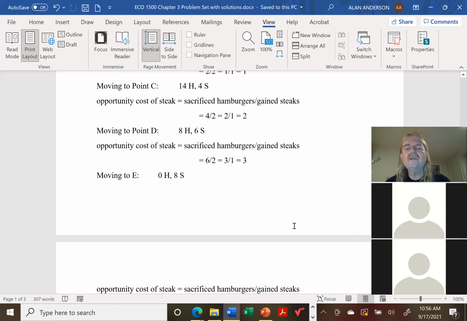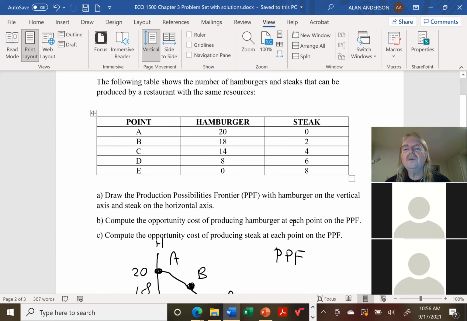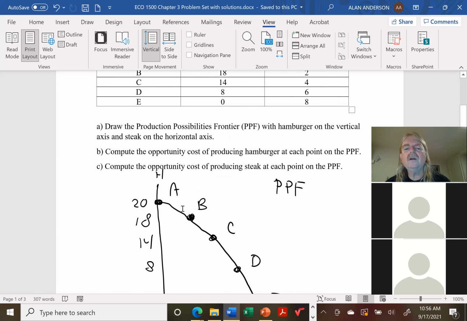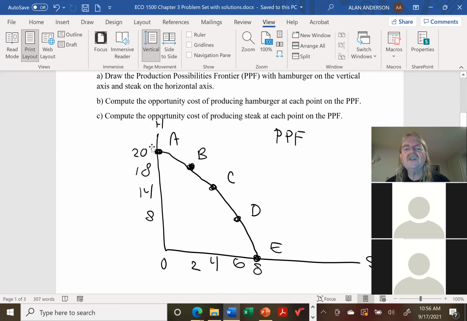Now, if we had a straight line, though, then the opportunity cost would always be the same, no matter where we are on the line. In fact, maybe we'll do an example of that later on when we're practicing for the test. We'll have an example with a straight line, and you'll see that no matter where you are, the opportunity cost of both goods is always exactly the same.